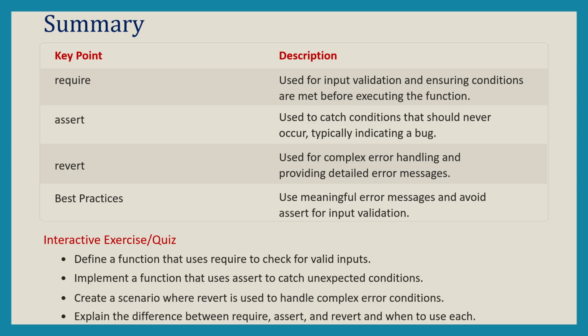An interactive exercise or quiz for you would be to define a function that uses the require function to check for valid inputs. Next, you can implement a function that uses assert to catch unexpected conditions. Next, you can create a scenario where revert is used to handle complex error conditions. Finally, a good practice for you would be to explain the difference between require, assert, and revert, and when to use each. This is just to get a clearer understanding, so as to not get confused between all of them.